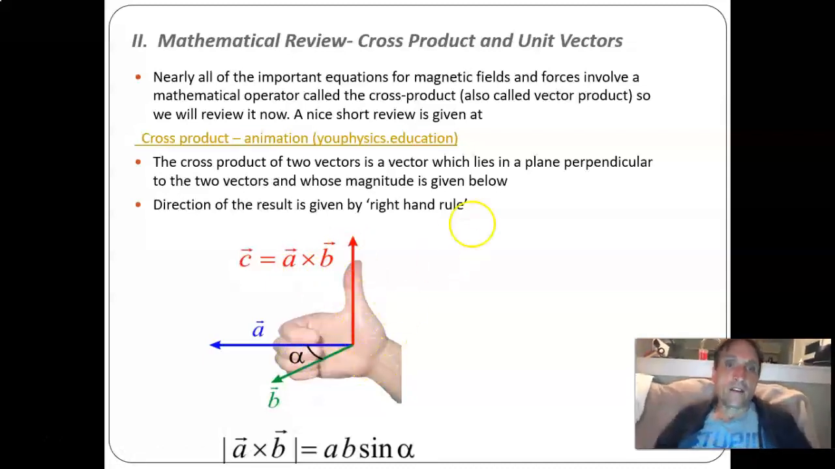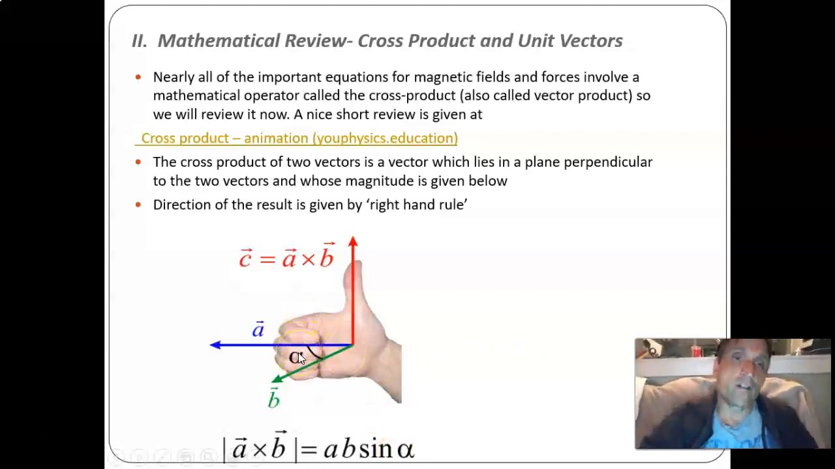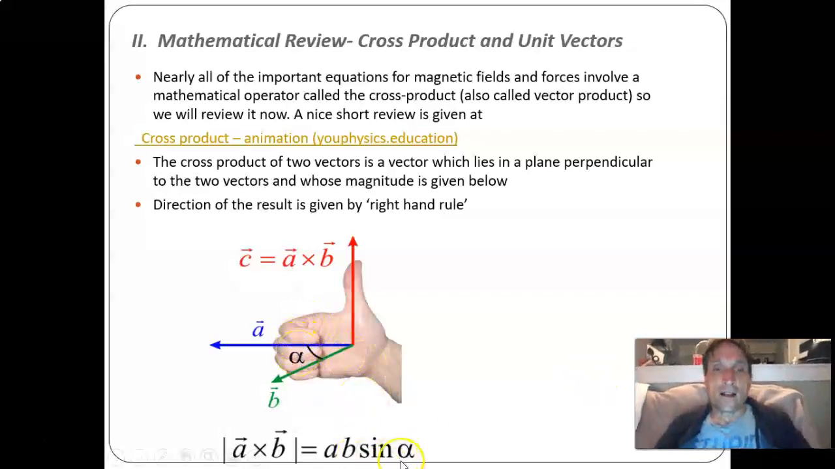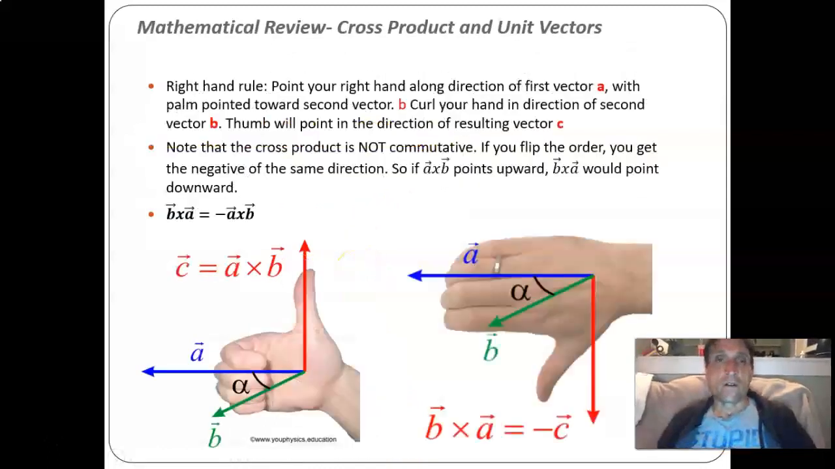Okay. And its magnitude is equal to the magnitude of A times the magnitude of B times the sine of the angle in between. So since sine is biggest when alpha is 90 degrees, the magnitude of the cross product is greatest when two vectors are perpendicular, and the cross product is 0 if the two vectors are parallel, because sine of 0 is 0, or if they're anti-parallel, because sine of 180 is 0. So the cross product is maximum when they're perpendicular, and its direction is given by the right-hand rule.